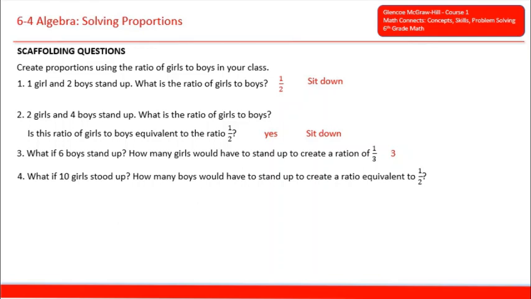What if 10 girls stood up? How many boys would have to stand up to create a ratio equivalent to 1/2? So if 10 girls stood up, and we need a ratio of 1:2, 20 boys would have to stand up.